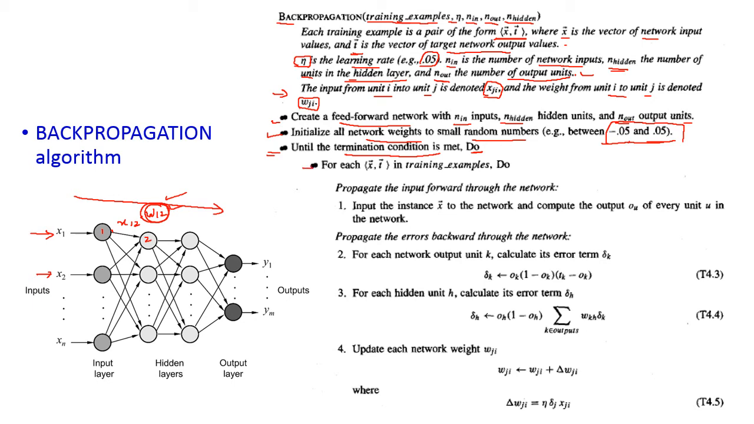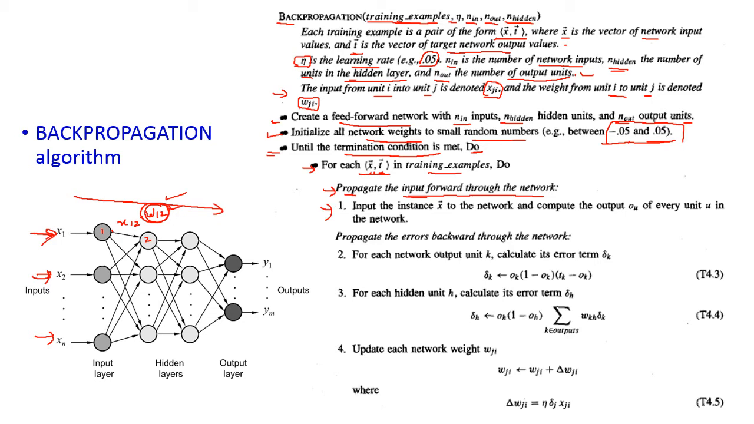The first one is, for each training sample x comma t, where x is the input value and t is the target output value, that is the training sample, we have to do the following things repeatedly. What are the things? Propagate the input forward through the network. The input values are given to the network and propagated throughout the network.